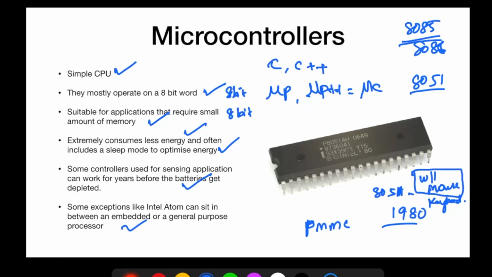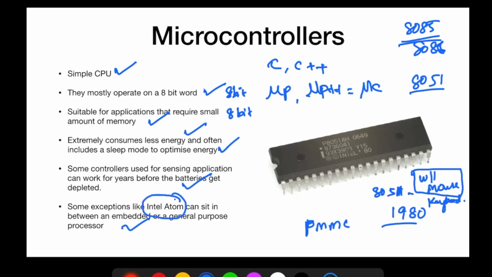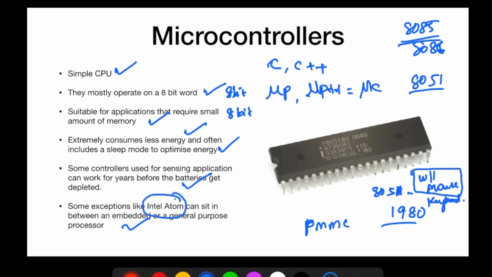Intel has brought something called Intel Atom. So Intel Atom is one of the chips still being used to this day. It sits somewhere between the general purpose processor and the embedded system of the microcontroller. So that's what Atom does.